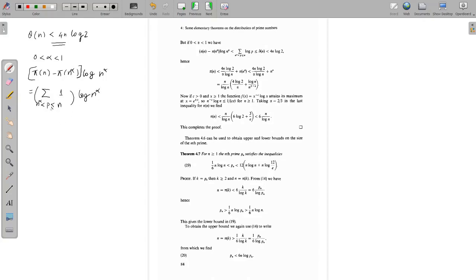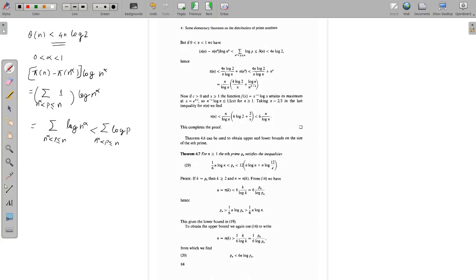Log n raised to alpha is independent of p. This can be written as the summation over n to the power alpha less than p less than or equal to n of log n raised to alpha. But since p is between n raised to alpha and n, log n raised to alpha is always less than log p. So you can write it as less than the summation over n raised to alpha less than p less than or equal to n of log p.